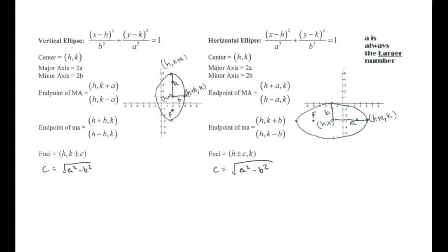So it may not be centered around the origin. And here are some of the notes, again, that I'll post onto Blackboard so you can get some of these notes. This is important. A is always the larger number. It's going to determine whether it's horizontal. So if the larger number is underneath X, it's horizontal. If the larger number is underneath Y, then notice that it's vertical.